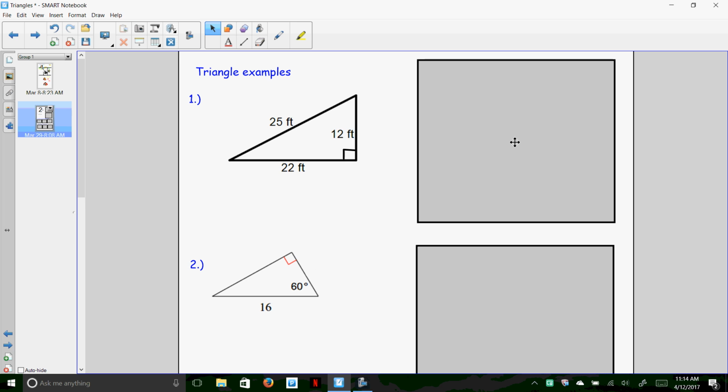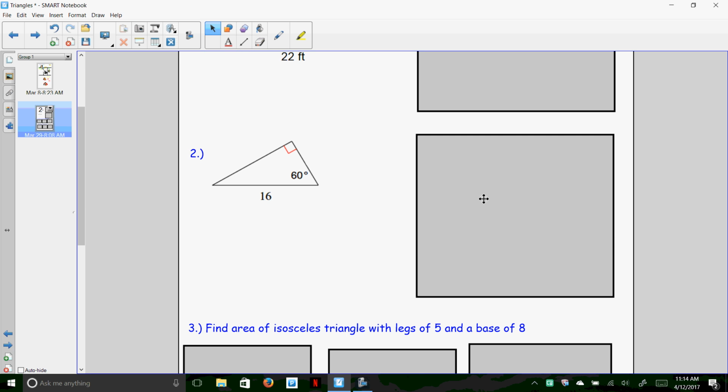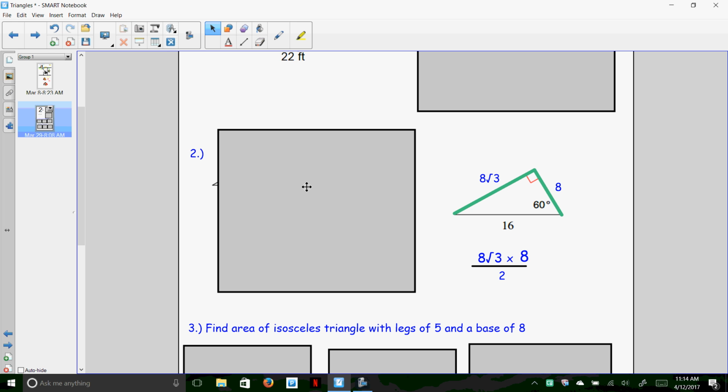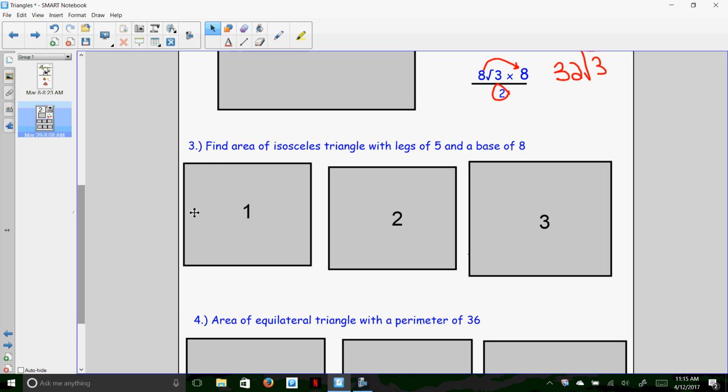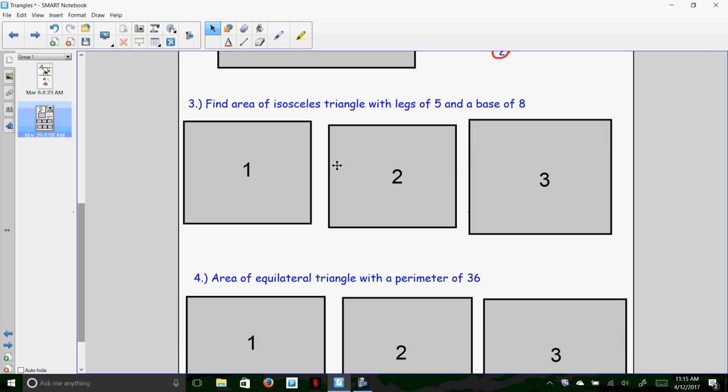All right, so here is one of our special right triangles. So you would have to use the rules. Little leg is half, big leg is 8 radical 3, and this would be your equation. This will come out to be 32 radical 3. Remember, you got to divide by 2. So that's 8 times 8, 64. Divide that by 2, and then put the radical 3 on the end. All right, so pause it. Try these two.